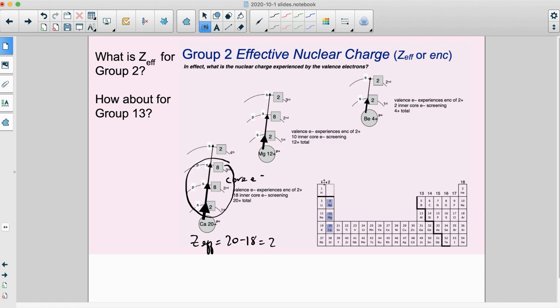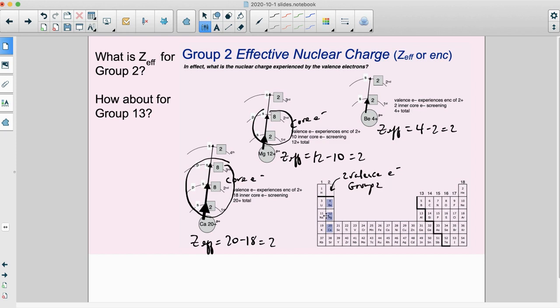Here's Mg. These are all atoms in group 2. For Mg, our Z effective is equal to 12 minus our core. We get 2. Based on this, you can probably see that Z effective for beryllium is 4 minus 2. It is also 2. So Z effective for group 2 is equal to the number of valence electrons here. We've got 2 valence electrons for group 2, and Z effective is 2.